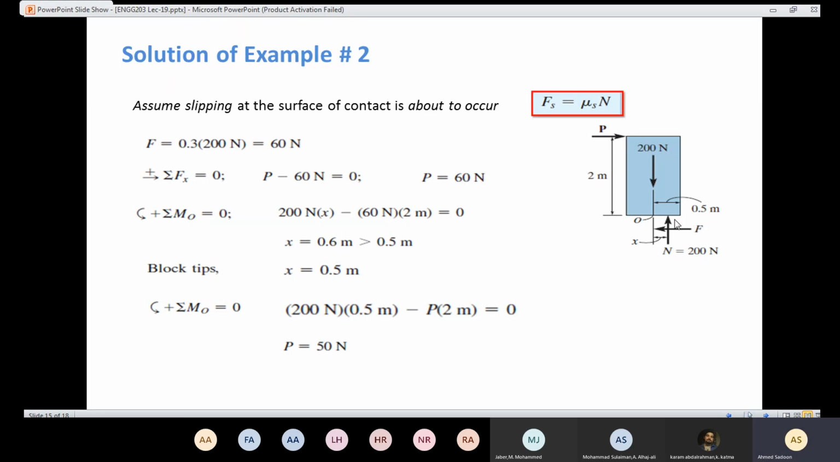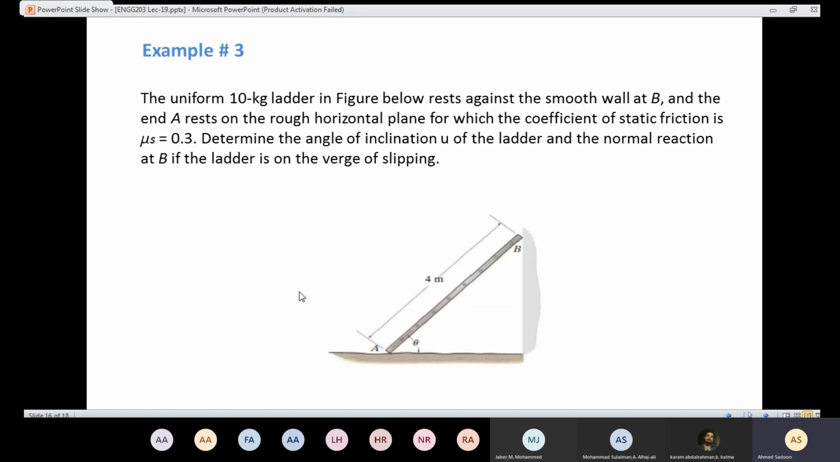And the sliding is not going to take place, because if I use that formula here, the value of P, 50, is less than the maximum frictional force. So in this problem, in order to have motion, we are going to apply 50 newtons, and that is going to cause tipping, not sliding. Okay, I'm going to stop here.